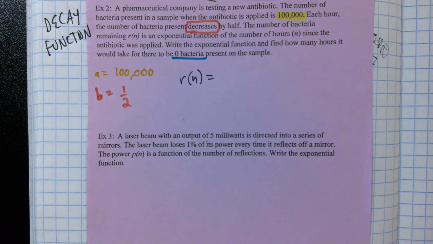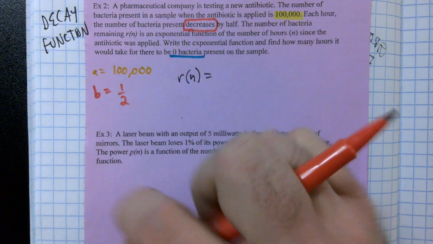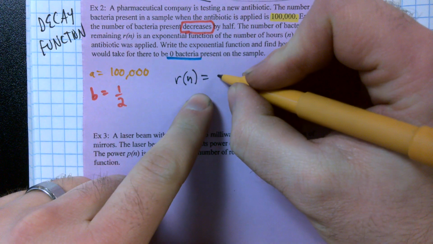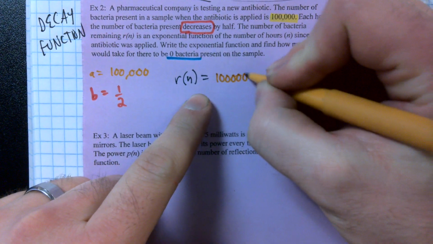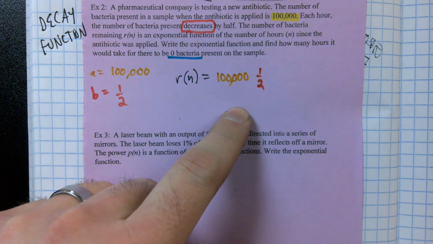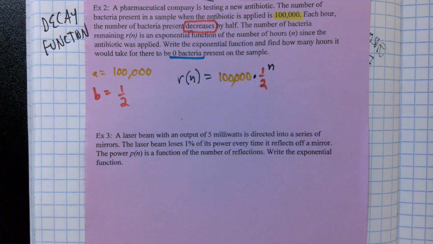There's no need to make it negative. You see decreasing and think negative. No, half is half, right? We're cutting it in half. So my function would be R of n is equal to 100,000 times 1/2 to the power of n. Right?